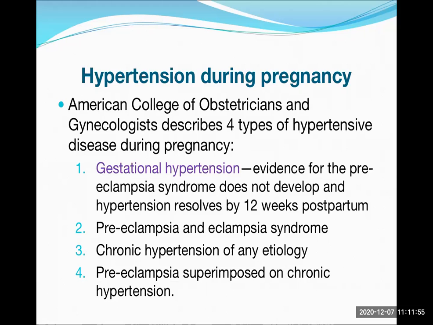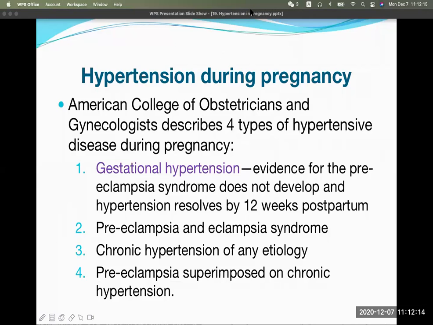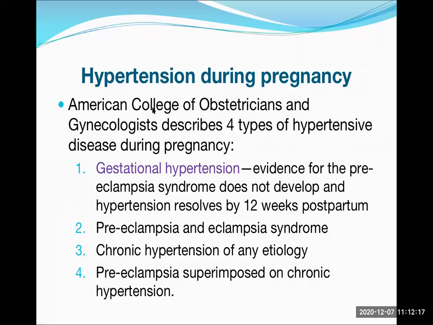Now let's come to the pregnant condition. Hypertension during pregnancy is classified by the American College of Obstetricians and Gynecologists into 4 types. Let me talk about what those 4 types are. One is gestational hypertension. Another is pre-eclampsia and eclampsia syndrome. Third, chronic hypertension of any etiology. And fourth, pre-eclampsia superimposed on chronic hypertension.